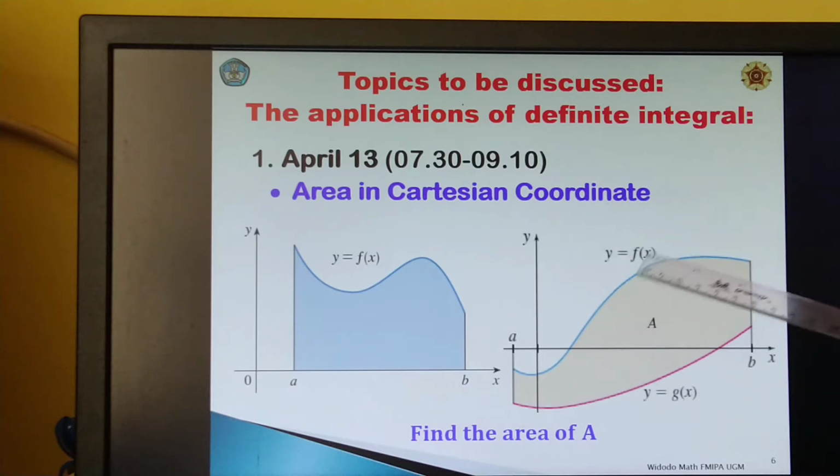Secondly, we have the area between two curves. The area A, for instance, lies between the curve y equal to f(x) and y equal to g(x), with x between a and b. We also want to discuss how to find the formula of the area A. This is the area in Cartesian coordinates.